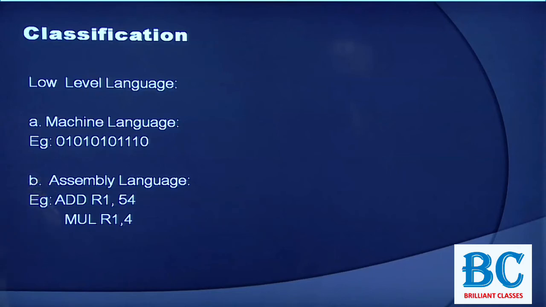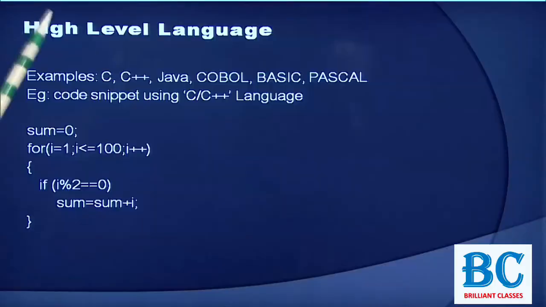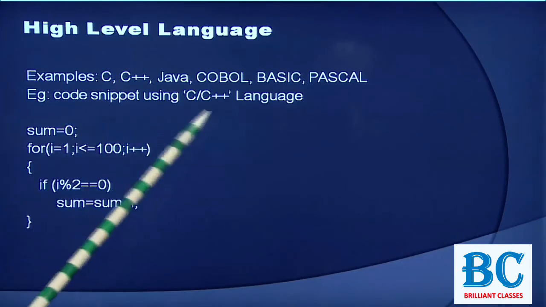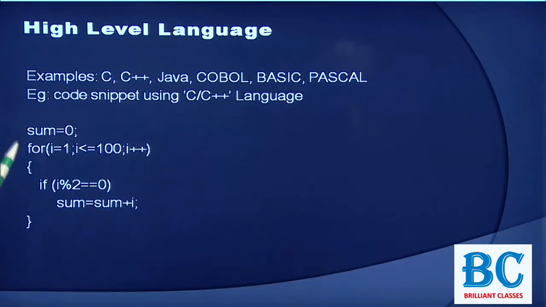And then we have assembly language, wherein we use mnemonics in the form of add, mul. So add indicates addition, mul indicates multiplication. Nowadays we all use high level language, and examples of high level languages are C, C++, Java, COBOL, BASIC, Pascal. You can see a code snippet from C, C++ language, wherein everything is very clear. This is the speciality of high level language. It is very, very close to the English that we speak.